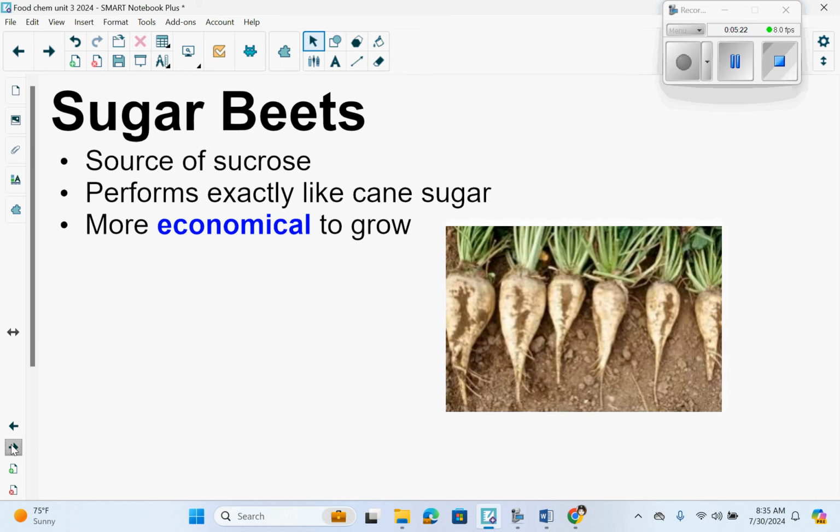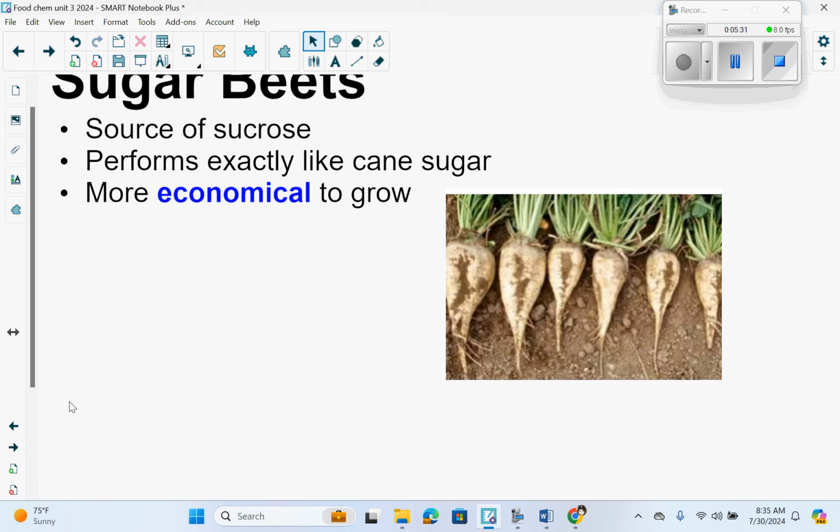Sugar beets. This is a source of sucrose. It performs exactly like sugarcane. It's just more economical to grow.